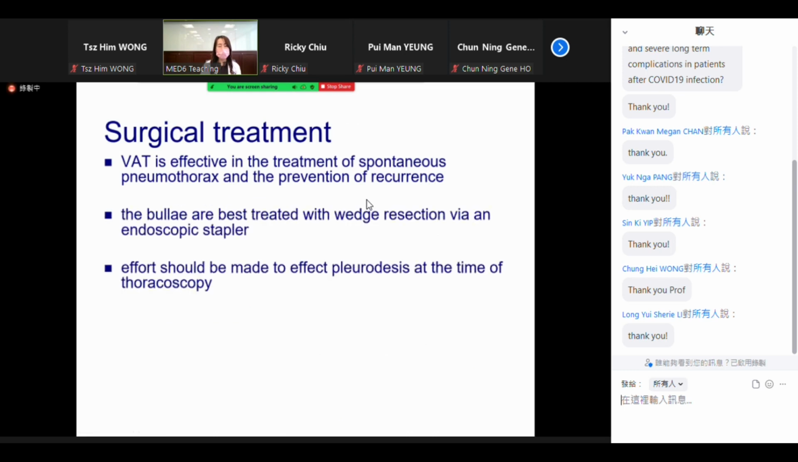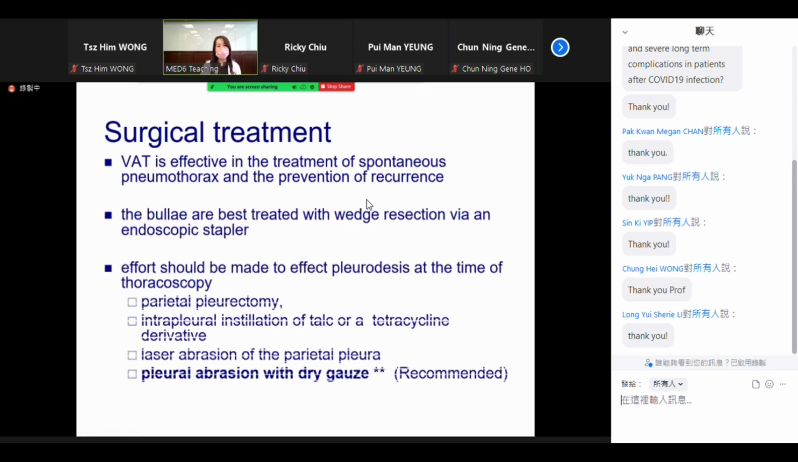So as I mentioned, surgical treatment is the treatment of choice for preventing pneumothorax recurrence. It can be done with wedge resection or a stapler to remove the bulla, and sometimes pleurectomy, or insufflation of talc, or laser ablation of parietal pleura, or ablation with dry gauze. So physical pleurodesis is the treatment of choice during the surgery.